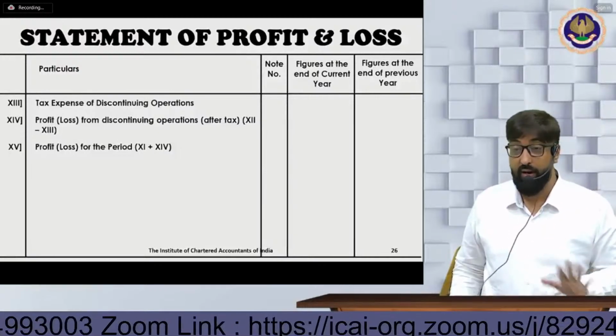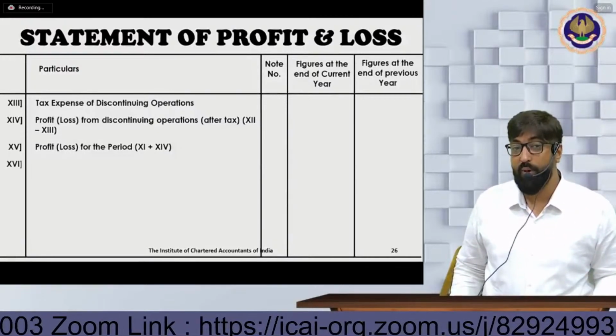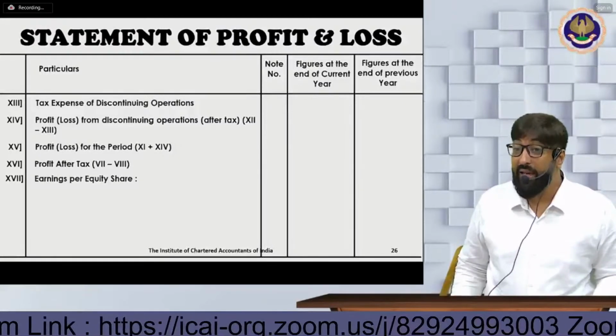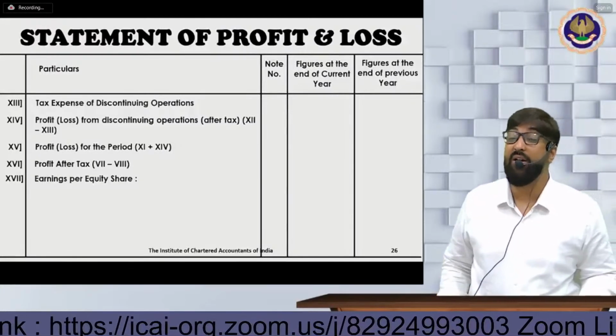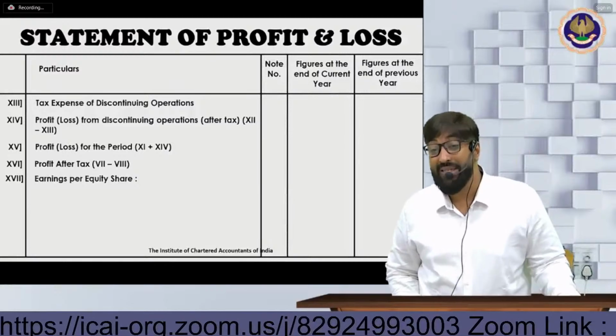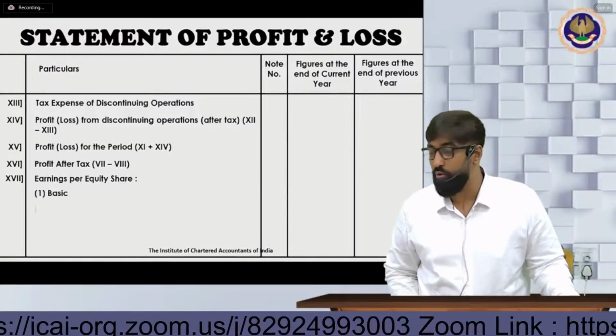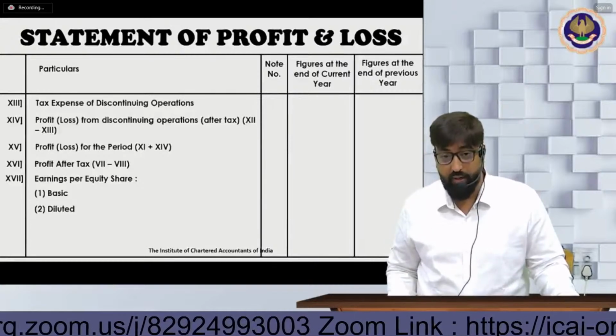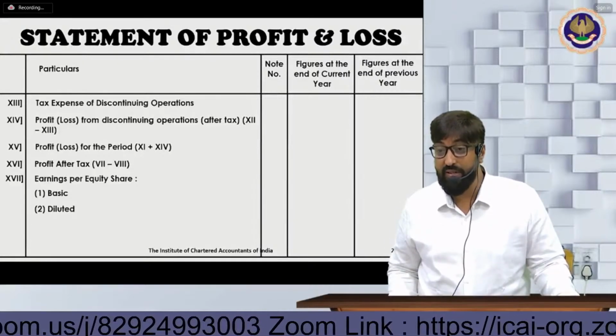Wait, here your P&L proforma is still not over. Then you have profit after tax, and then earnings per share. Accounting Standard 20 takes care of basic EPS and diluted EPS. So I hope your basic EPS and diluted EPS concepts are already covered. So I don't have to explain this once again.